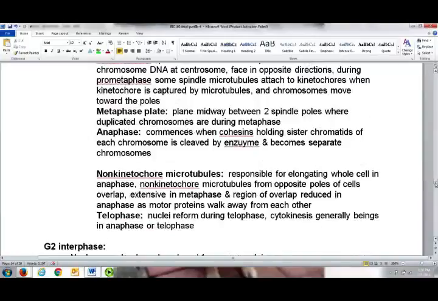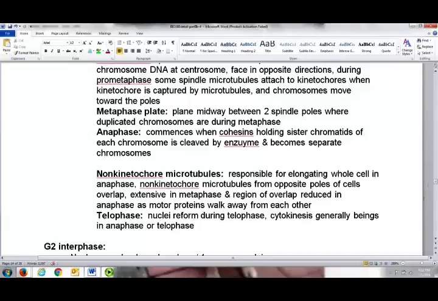Your non-kinetochore microtubules are going to be responsible for elongating the whole cell in anaphase. You have non-kinetochore microtubules from opposite poles of the cell that overlap, and it's more extensive in the metaphase region, and overlap is reduced in anaphase as the motor proteins walk away from each other. So the kinetochore microtubules will have chromosomes attached. The non-kinetochore microtubules do not have chromosomes attached, and their primary job is to stretch out the cell.